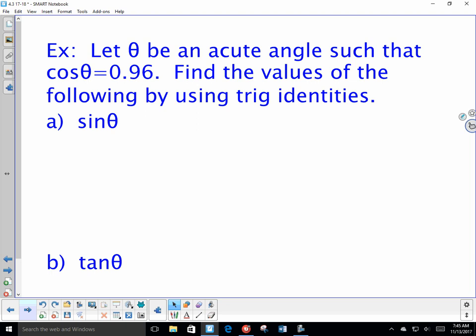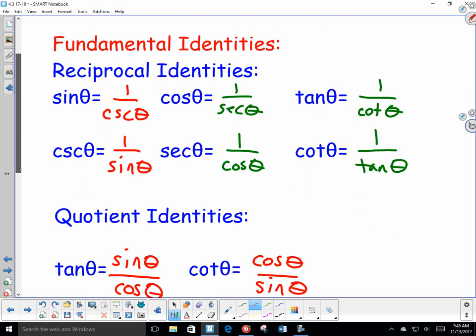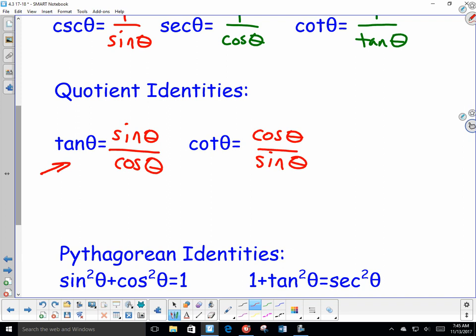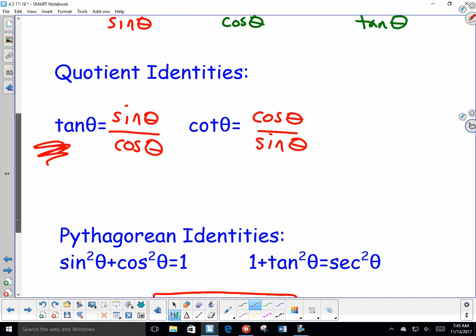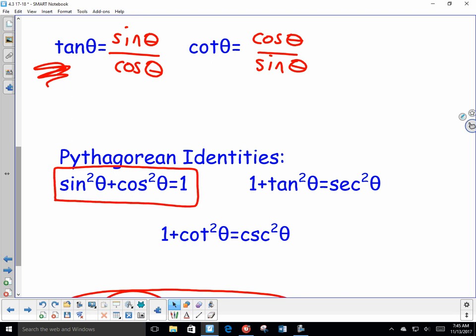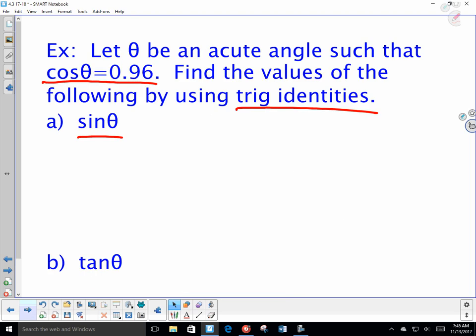So let's find the sine of theta. Well, which trig identity are we going to use? It says using trig identities. Well, if we know cosine of theta and we're trying to find sine of theta, what's the only trig identity that we see here that involves just sine and cosine? Not this one, because this one has sine, cosine, and tangent in it, so that one's no good. But I think this one is the one we want right here. Sine squared theta plus cosine squared theta equals 1. It's the only trig identity that only involves those two trig functions. So let's use that one.